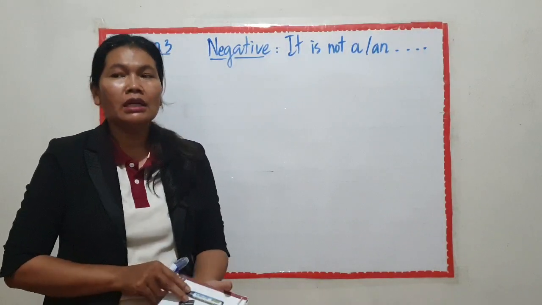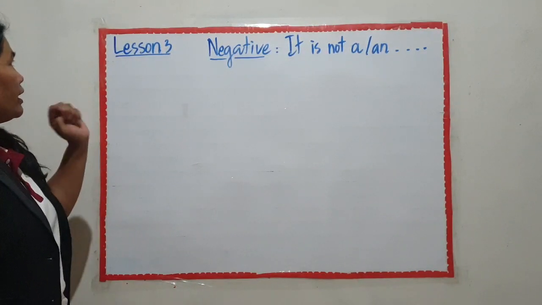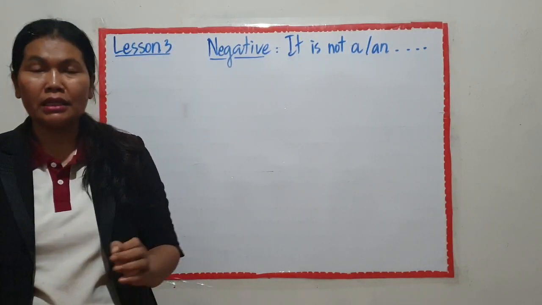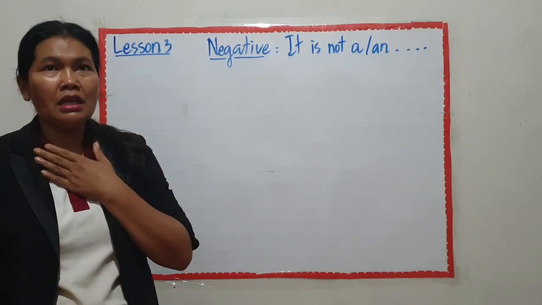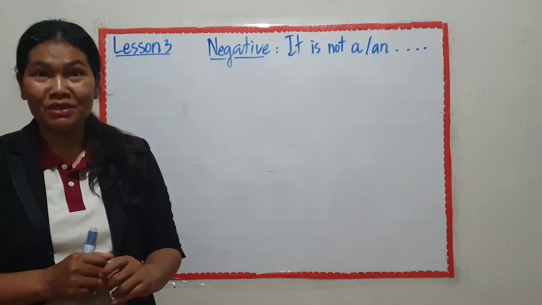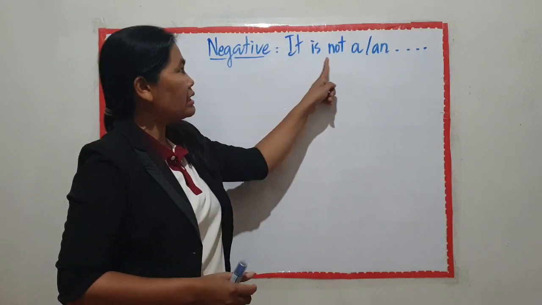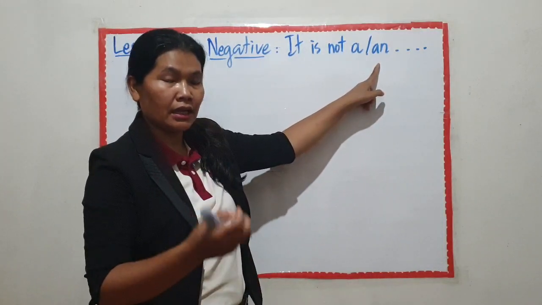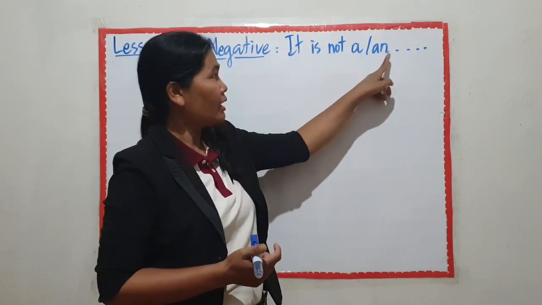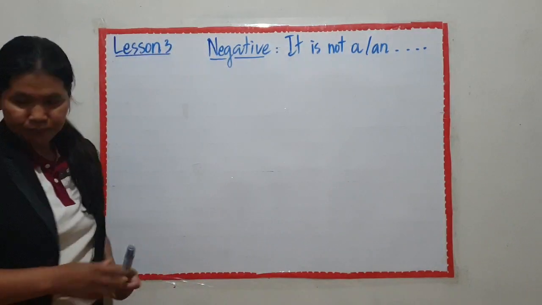So now, let's move to our lesson today. Today we're gonna learn about the negative sentence. Here teacher gives you the example. For negative, it is not a or an, according to the thing. Then you have to complete with the word that is not, right? So now let's see.